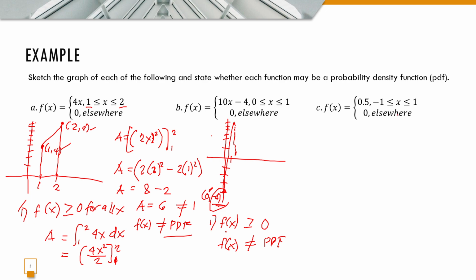The third one is f of x is 0.5, where x is greater than negative 1 and less than or equal to 1. That is 0 elsewhere. So the first property: we need to graph this. So this is 0 and 1 and negative 1. When we substitute negative 1, this is equal to 0.5.